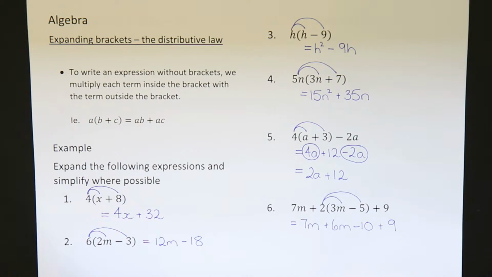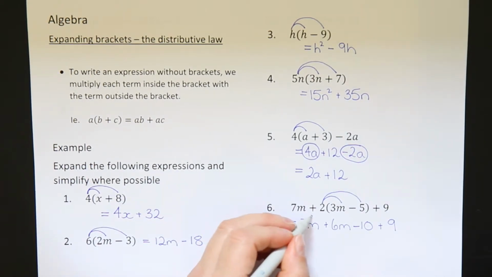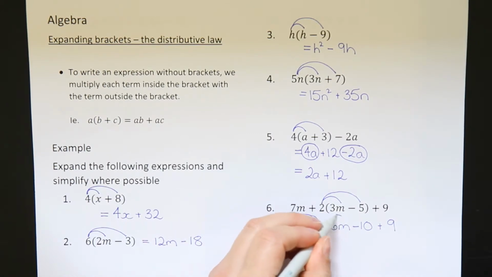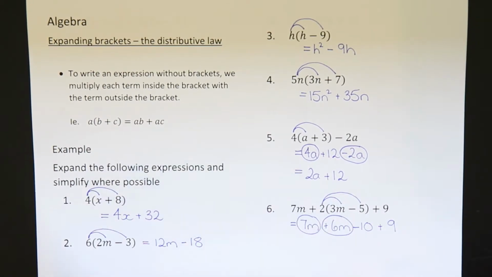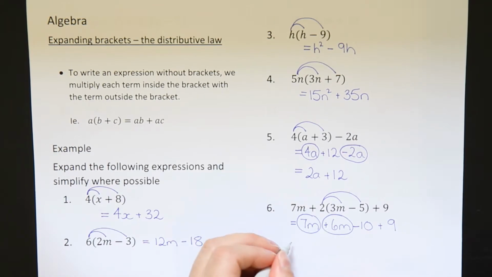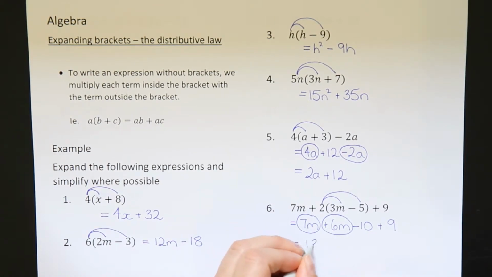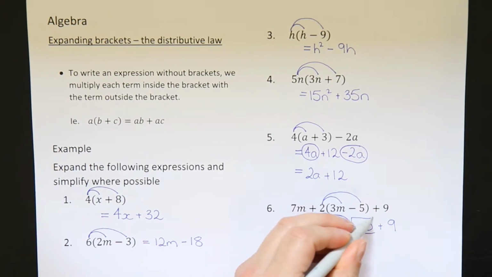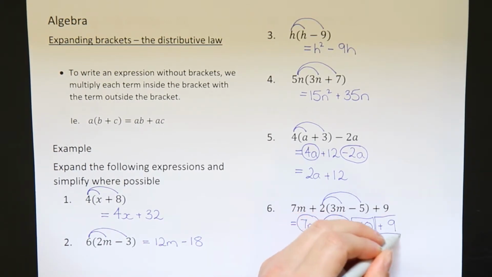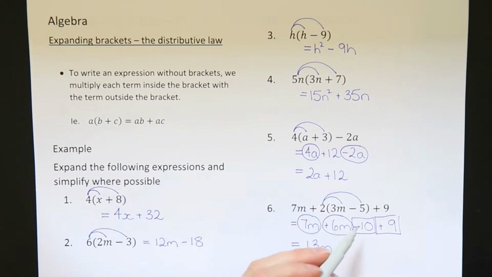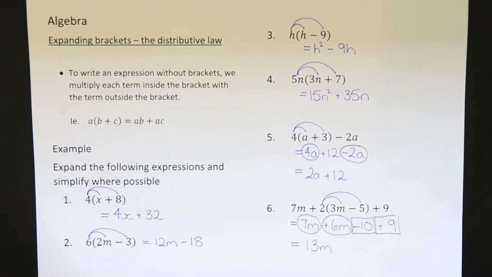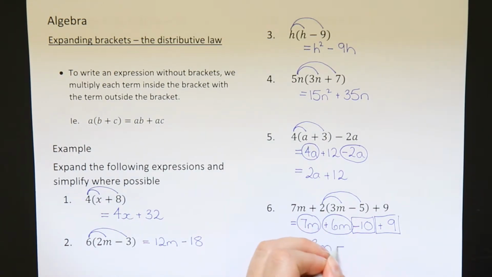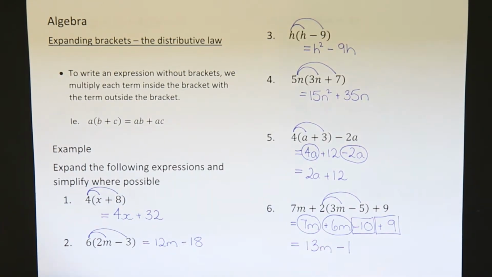Once my bracket is expanded, then I can collect up any like terms. 7m and 6m are like terms. 7 plus 6 is 13m, and minus 10 plus 9 are like terms. Negative 10, think of that way down on the negative side of your number line, and I have to come back up 9, will put me at negative 1.